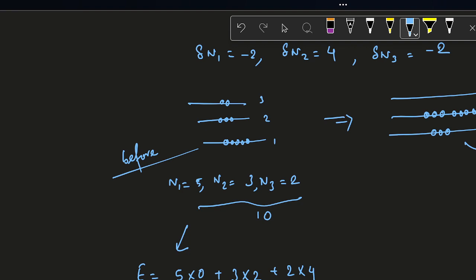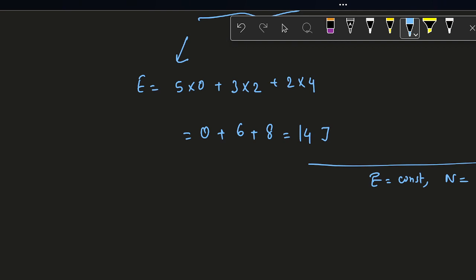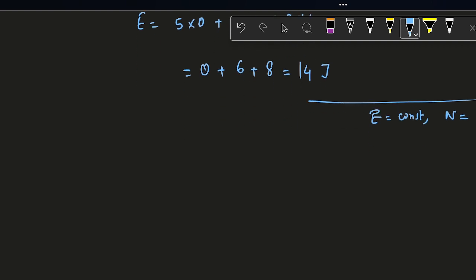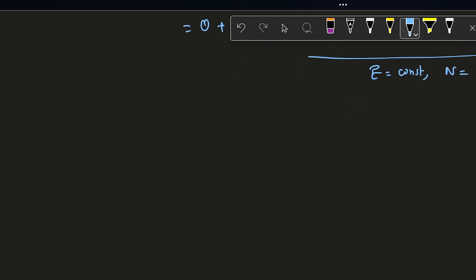So again you are getting 14. So that means our calculation is right. So E total is constant and N total is constant, even after we have rearranged the whole thing by shuffling, taking out some particles from one level and adding some particles to the other. The total energy and total number of particles does not change. So this question is solved now.